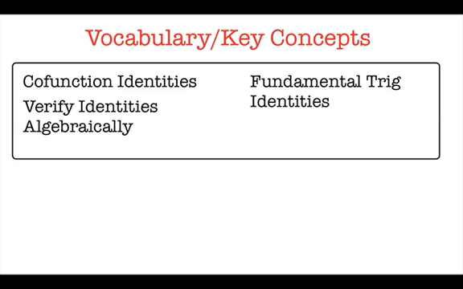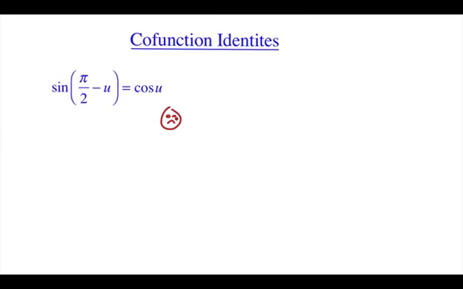This is the vocabulary, key concepts: co-function identities, fundamental trig identities. You have seen those, and this is the part of this that is going to be kind of challenging. Okay, moving on to the next slide.